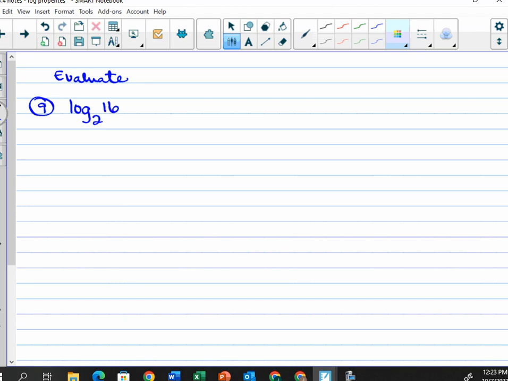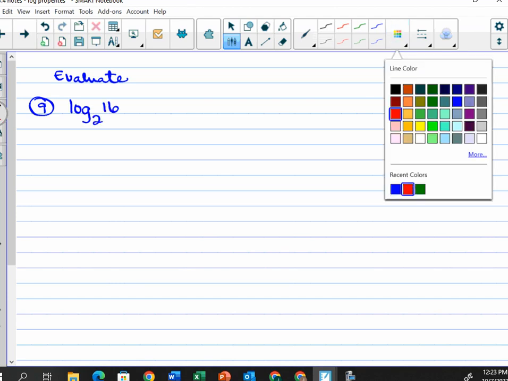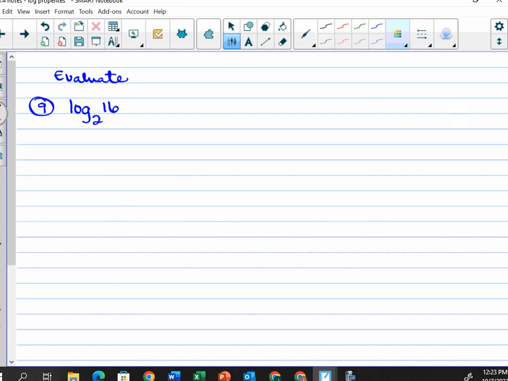Log base 2 of 16. So there's no equals. You just have to evaluate. In other words, what is the value of log base 2 of 16? So what you're thinking through is 2 to what power is 16? To the 4th. Yeah, so the answer of log base 2 of 16 is just 4. So again, you don't really have to write any work for this. You just think through, okay, what exponent am I looking for? And that's your answer.